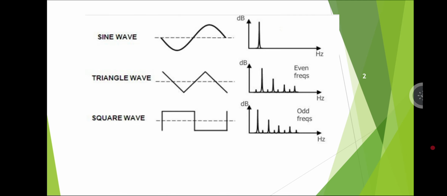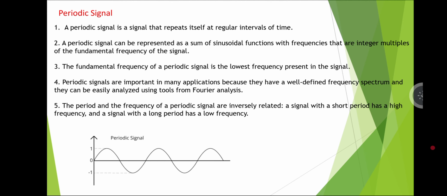Now these are the graphs: periodic signals, sine wave, triangle wave, and square wave. And if you see, these are the graphs here. Even frequencies are there, odd frequencies are there. So we talk about the periodic signals again and see the graphs here below.